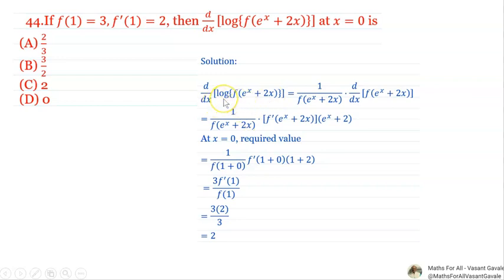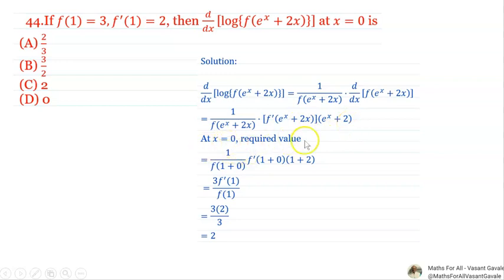आता इथे फंक्शन कसं आहे तर log आहे. मग त्याचा डेरिव्हेटिव्ह किती तर 1 upon f of e raised to x plus 2x into d/dx of f of e raised to x plus 2x. मग त्याचा डेरिव्हेटिव्ह किती तर f dash of e raised to x plus 2x. पुन्हा तो कॉम्पोजिट आहे e raised to x plus 2x चा डेरिव्हेटिव्ह. e raised to x चा डेरिव्हेटिव्ह e raised to x आणि 2x चा डेरिव्हेटिव्ह किती आला तर 2 आला.